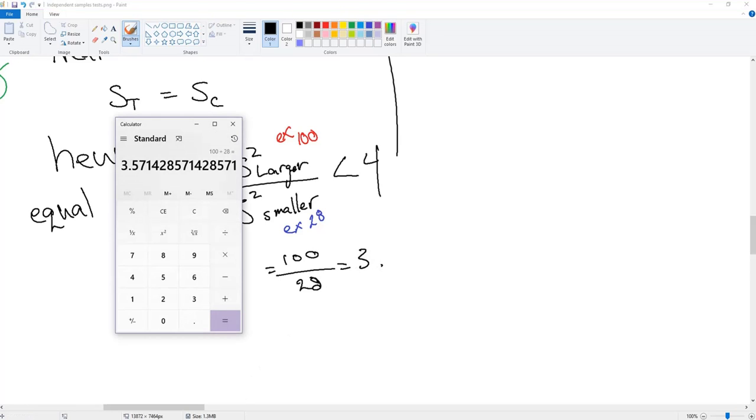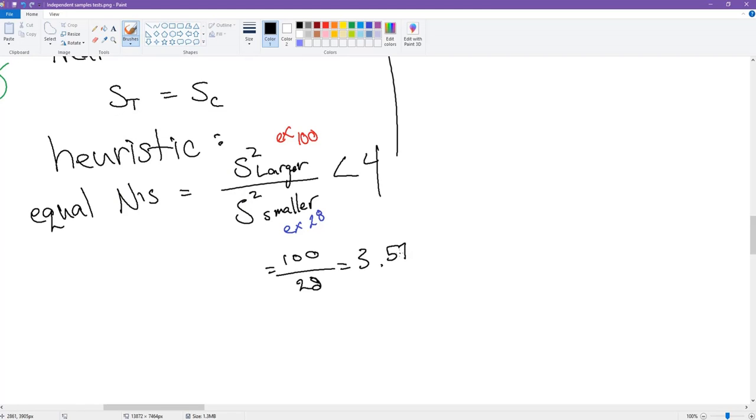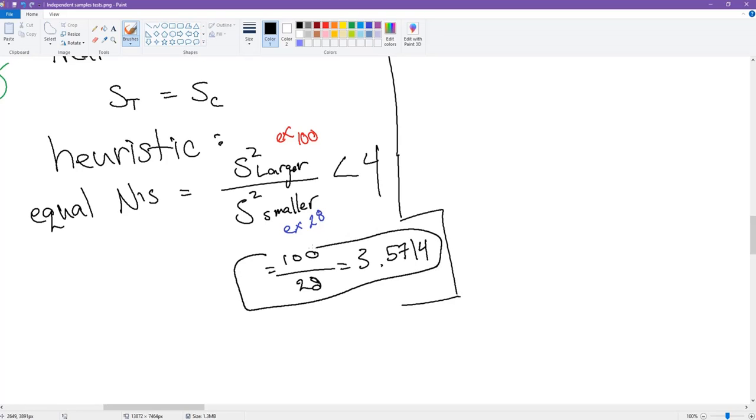3.5714. Cool. So, in this particular case, I would say, yep, I've got homogeneity of variance.